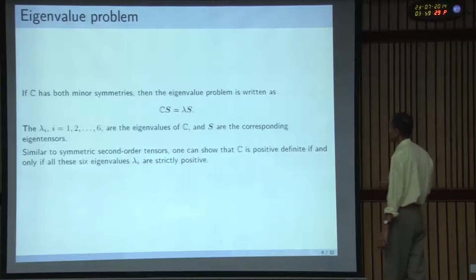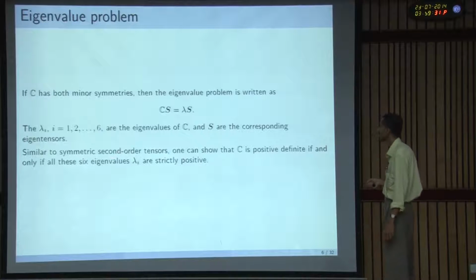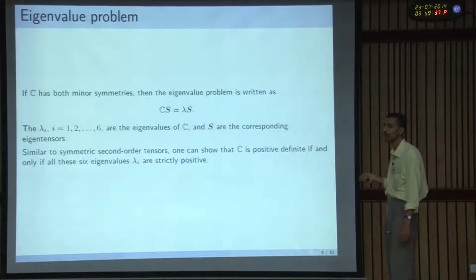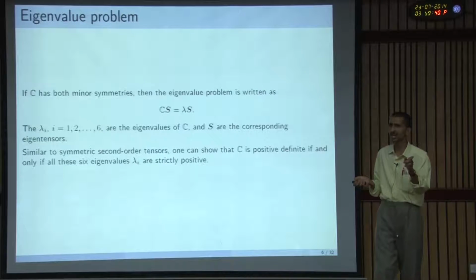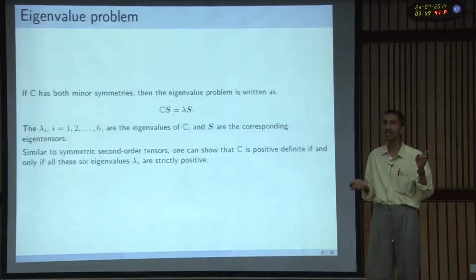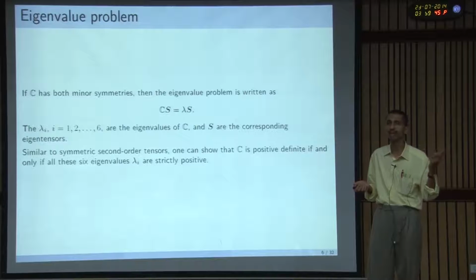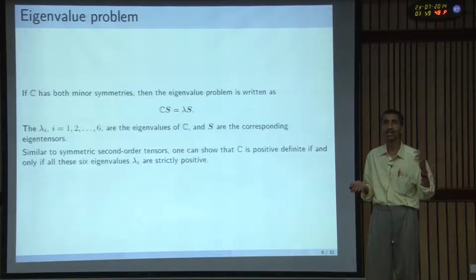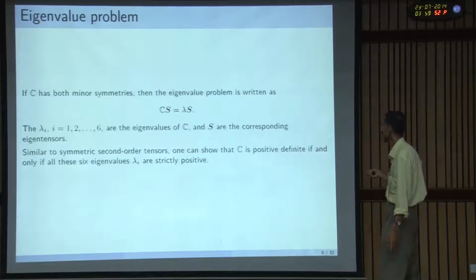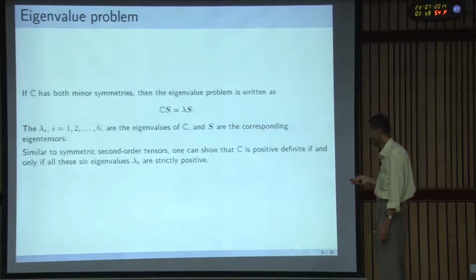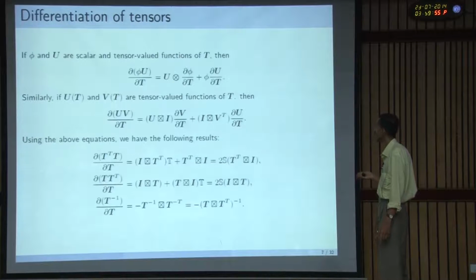Okay, and similar to the symmetric second order tensor case, you can show that C is positive definite if and only if all these 6 eigenvalues are strictly positive. Just like in the second order tensor case, if you are living in 3-dimensional space and all the 3 eigenvalues are strictly positive, then the tensor is positive definite. So now here, if all the 6 are strictly positive, then yes.